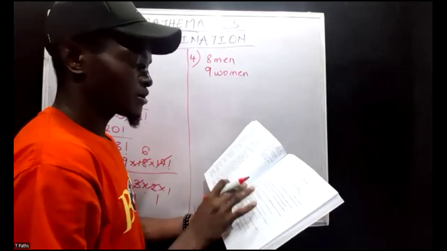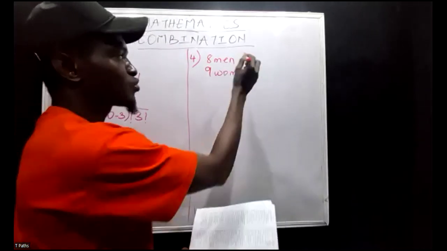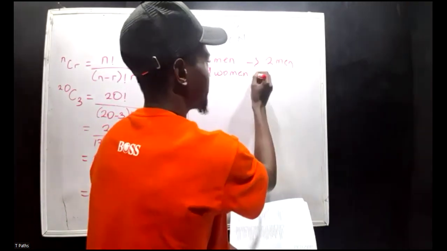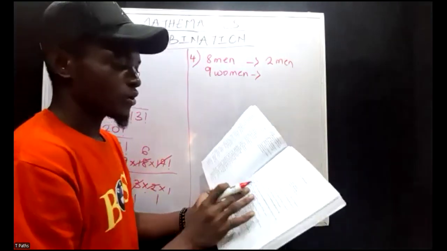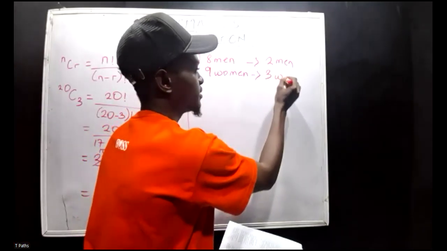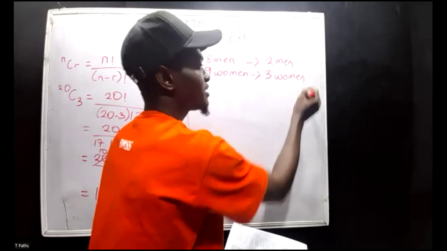9 women. Now, from this total of 8 men, we are told to select 2 men. We are selecting 2 from this total of 8 men. Then from the total of 9 women, we are told to select 3. We are selecting 3 women. Now, looking at this, how can you tell this is a combination question?